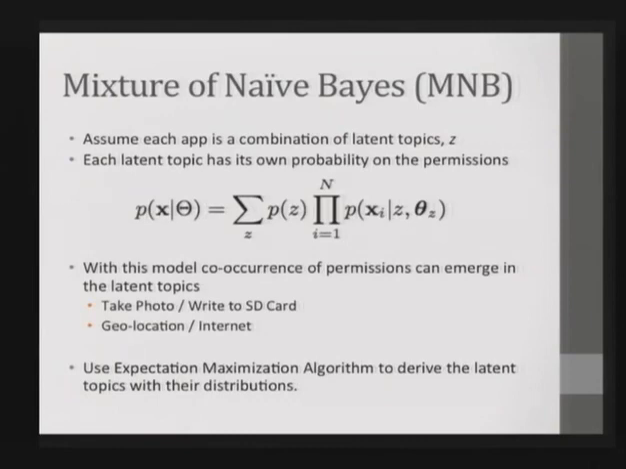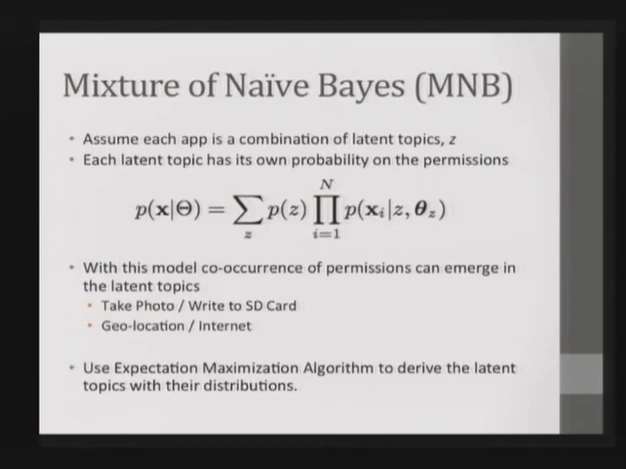Or you can imagine an ad network, which is going to want to know your geolocation and retrieve ads off the internet. And so they're going to appear very often together. And so this is a way to model those latent topics. And then it does get a little more complicated to actually calculate these things. So instead of just averaging over the permissions requested by the number of data points, we have to use something called expectation maximization to derive these latent topics.